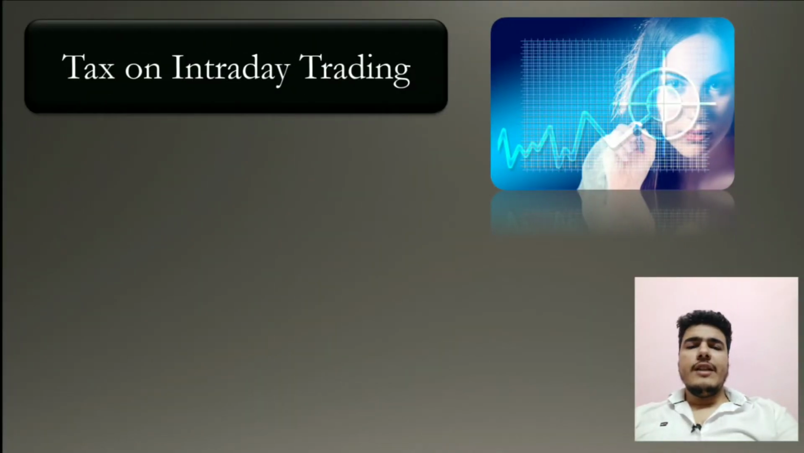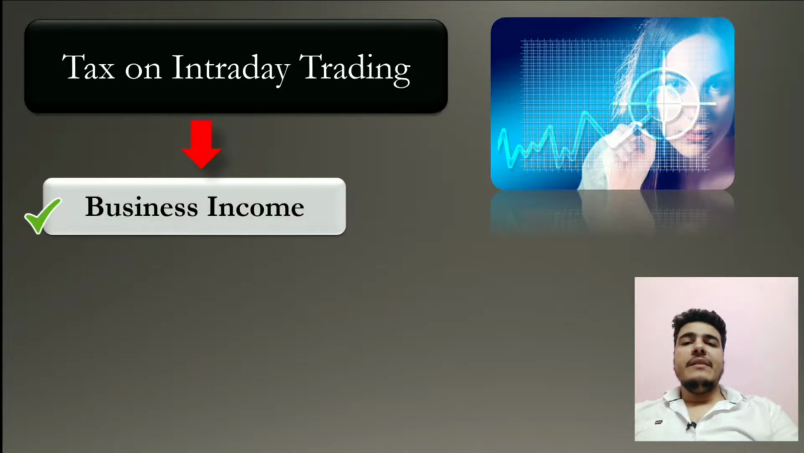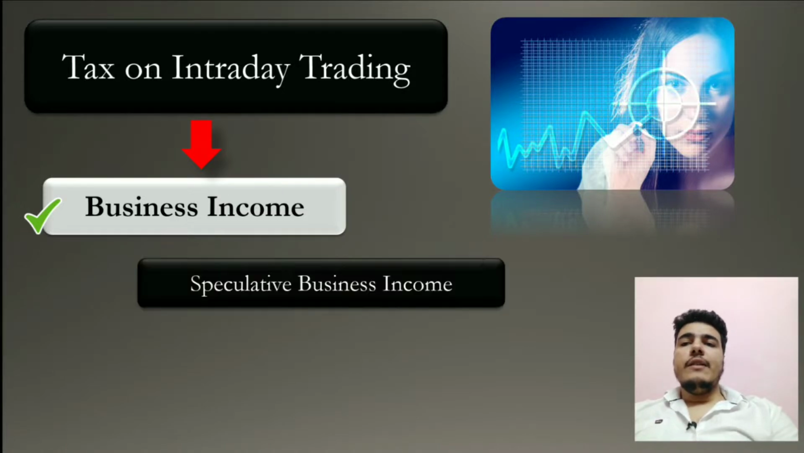So for understanding tax on intraday trading, first we have to understand the nature of income from intraday trading. There are 5 heads in income tax: income from salary, income from house property, income from business, income from capital gain, and income from other sources, right? So it will come under business income, because we are not doing any kind of investment. We are just speculating and trying to make gains through fluctuations of stock prices within a day. So it will come under business income.